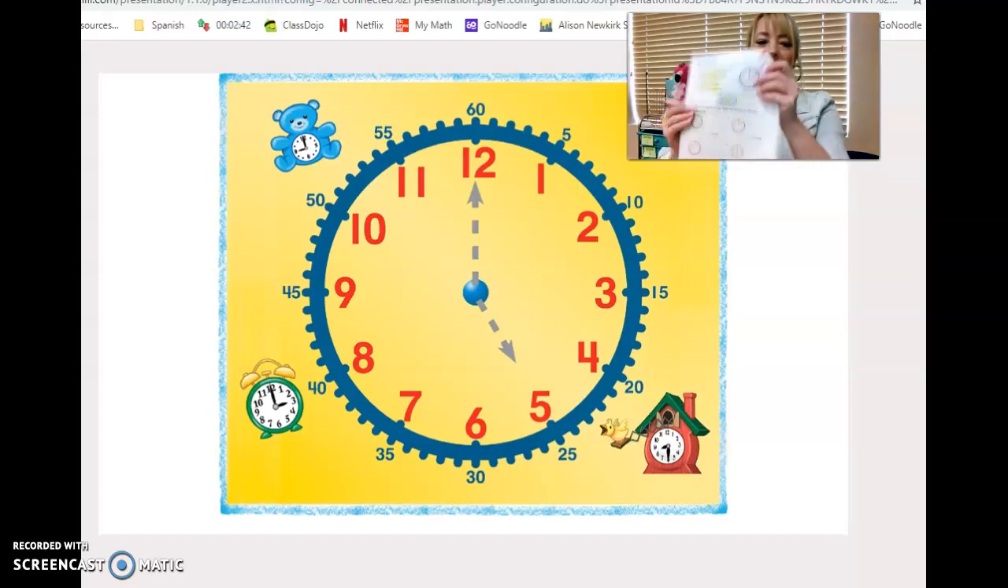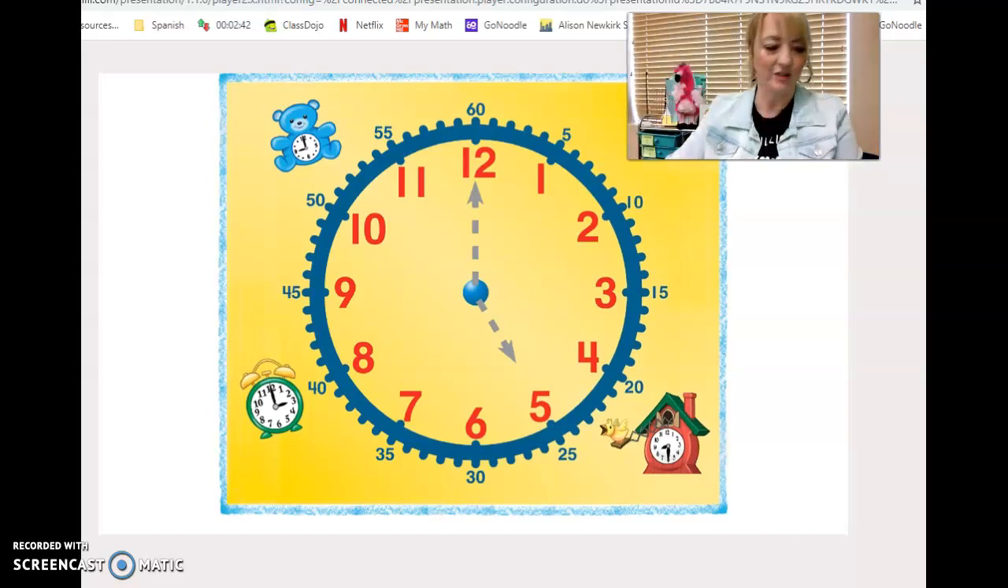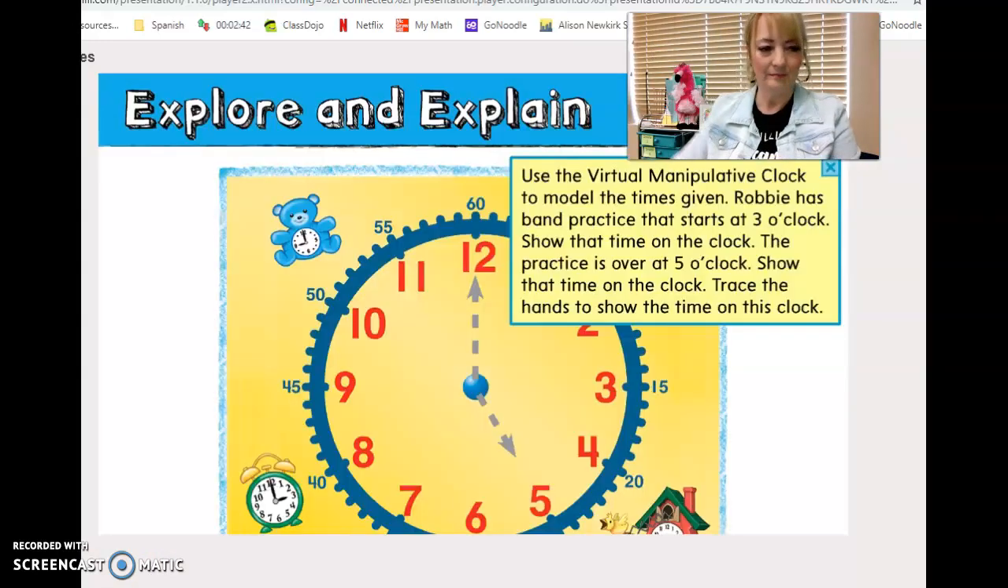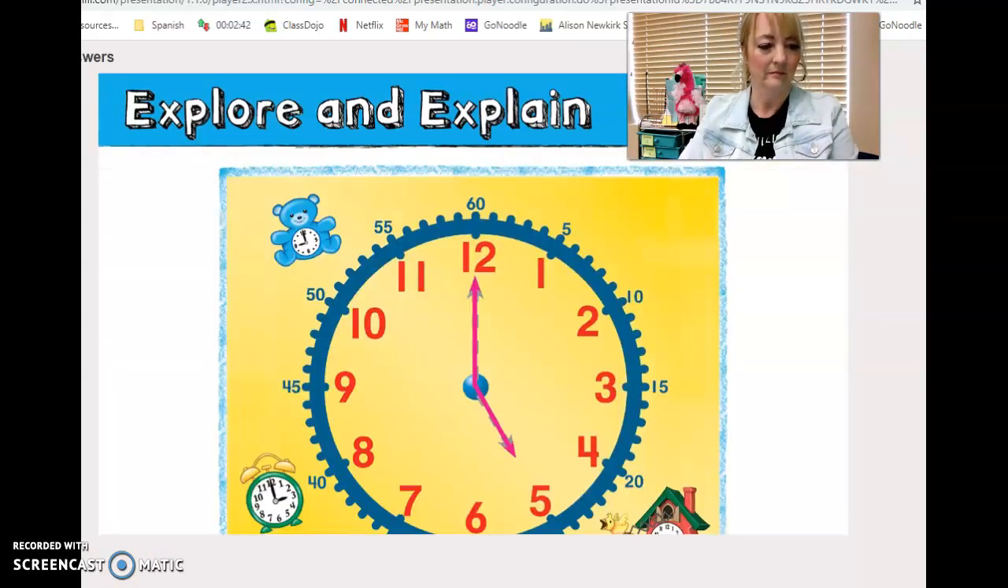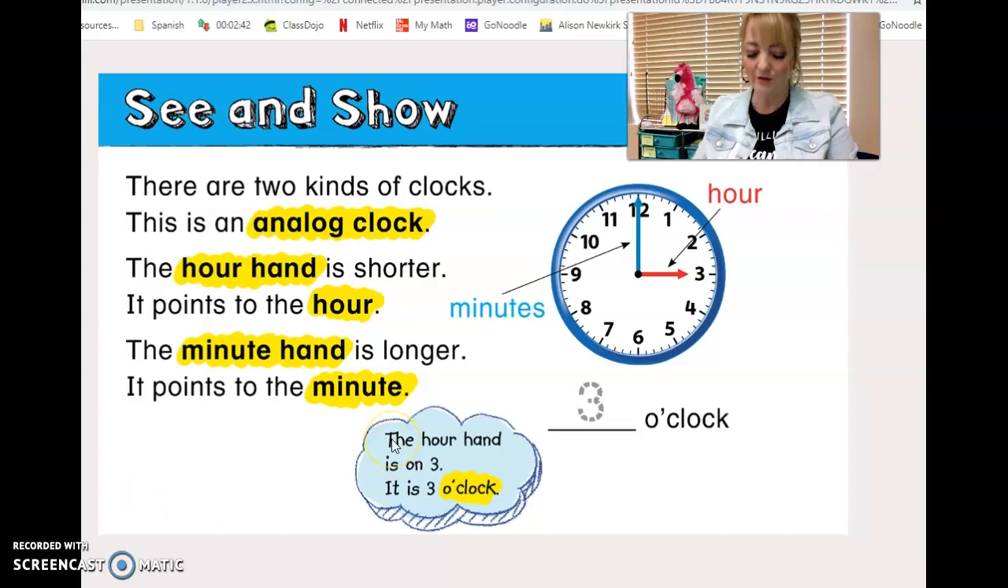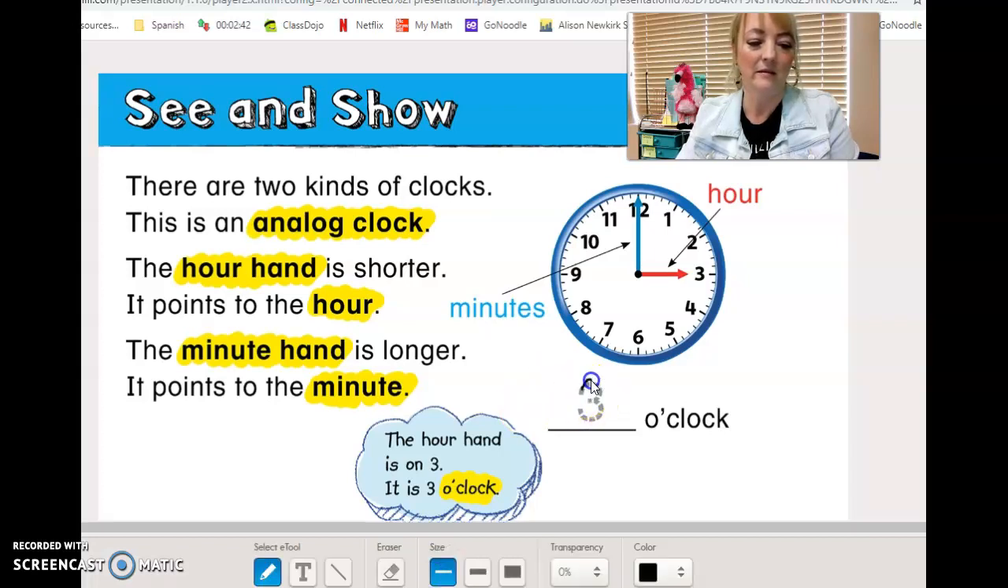Okay, so turn your paper over, and we'll find the see and show. There are 2 kinds of clock. This is an analog clock. The hour hand is shorter. It points to the hour. The minute hand is longer, and it points to the minute. The hour hand is on the 3. It is 3 o'clock. So here on our page, the hour hand is red, and the minute hand is blue. So you're just going to go ahead and trace out that 3. And that's all there is to that. It is 3 o'clock.